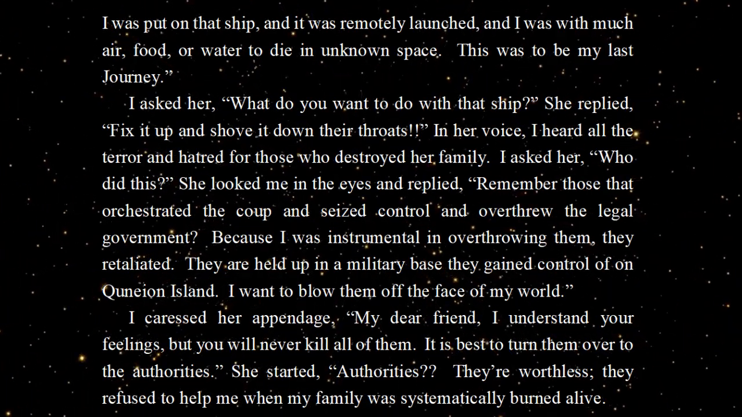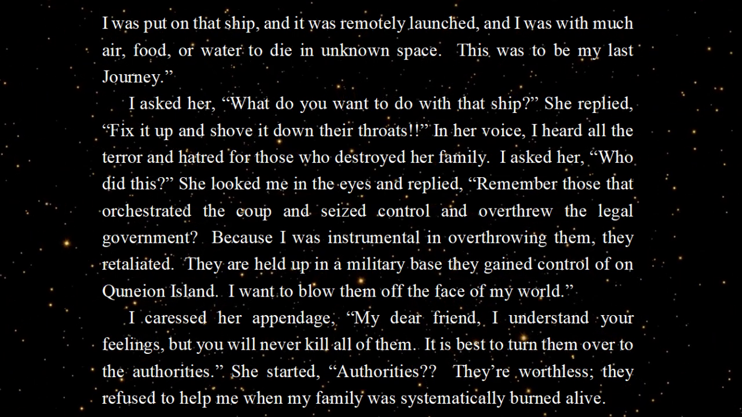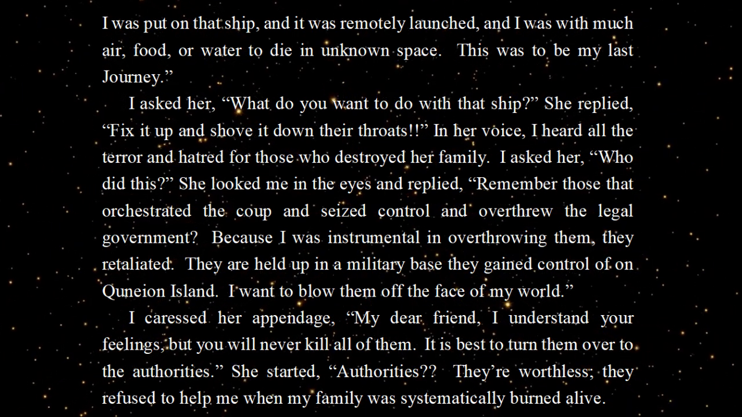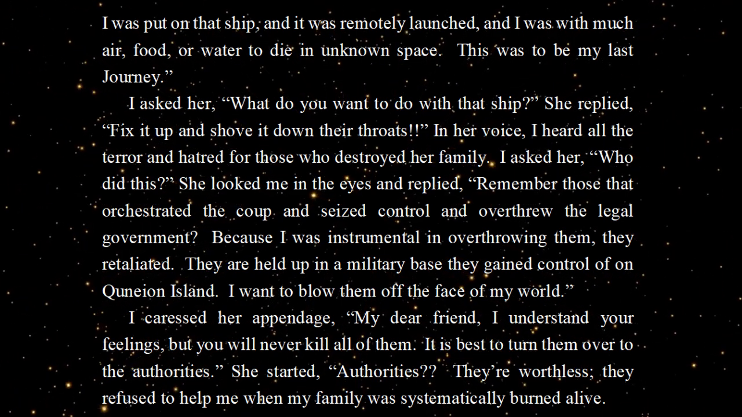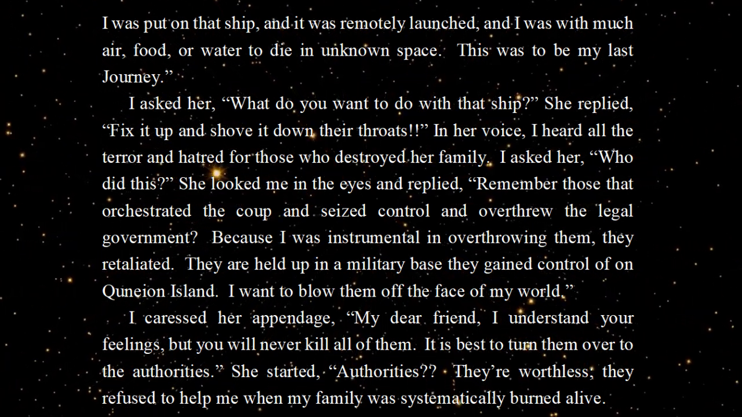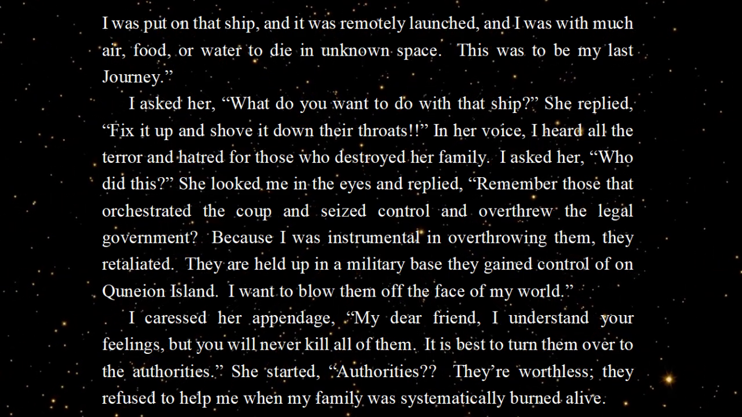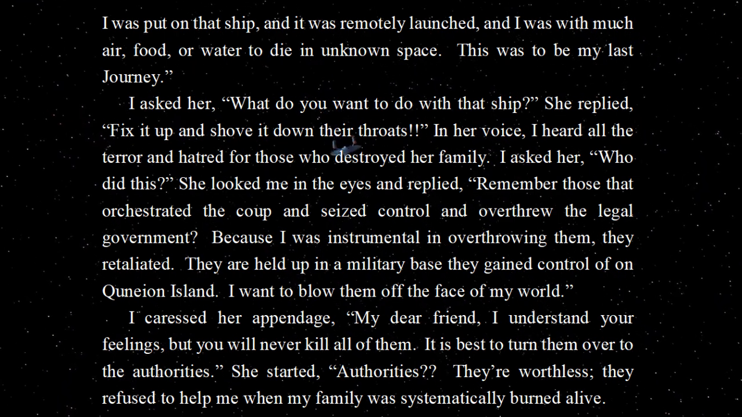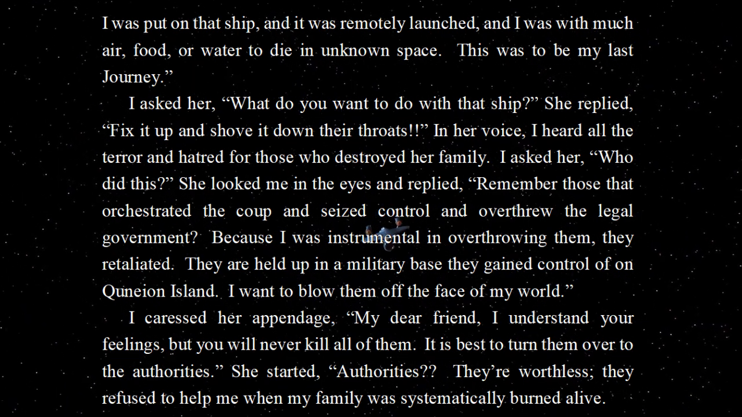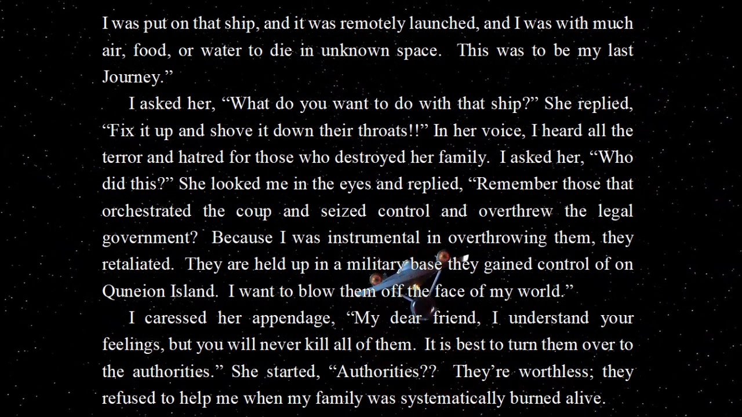I was put on that ship, and it was remotely launched, with little air, food, or water to die in unknown space. This was to be my last journey. I asked her, what do you want to do with that ship? She replied, fix it up and shove it down their throats. In her voice, I heard all the terror and hatred for those who destroyed her family.